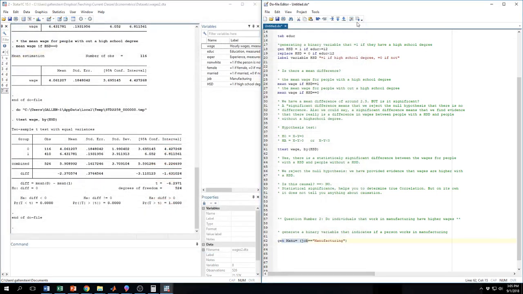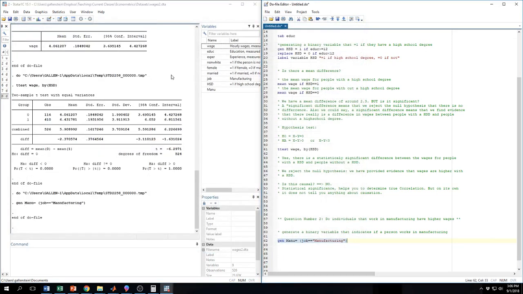Let's do it. Boom. Did I get it? I got it. All right, let's take a look. Actually, real quick first, let's give it a label. This is really good practice to get into, of labeling your variables when you create it.